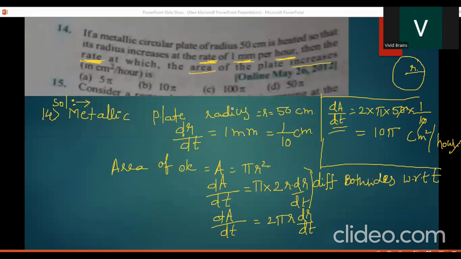Generally, a small change we represent with delta, right? Suppose the initial radius is R1 and the final radius is R2. Then what is the change in radius? Delta is going to be R2 minus R1. A small change. This is very small, so it can be called d instead of delta.